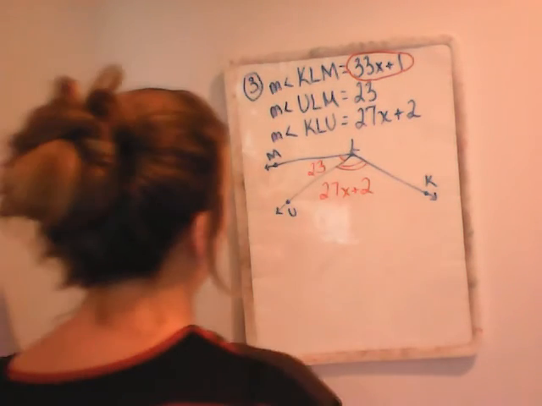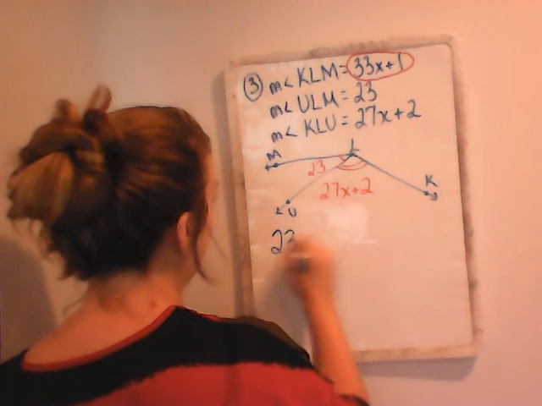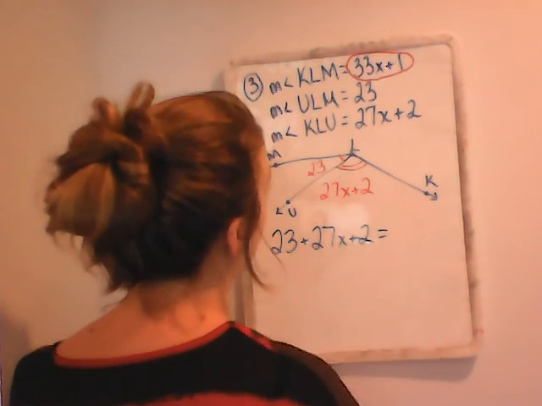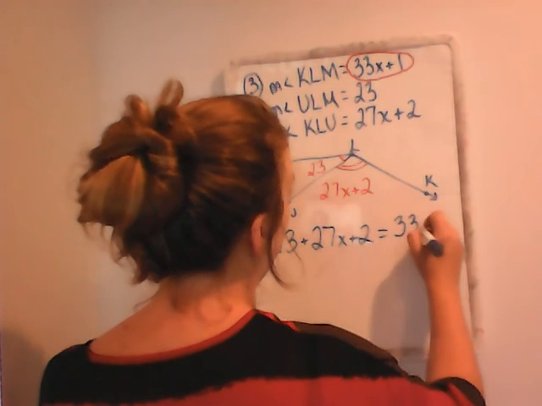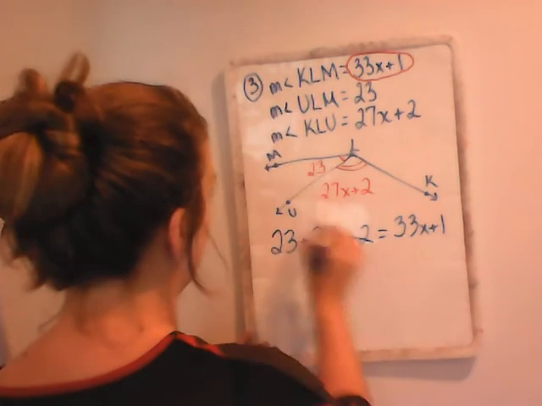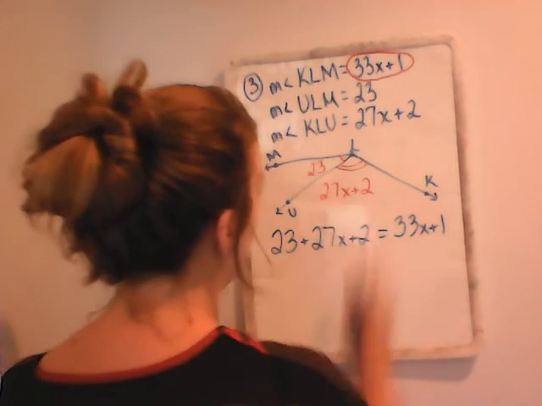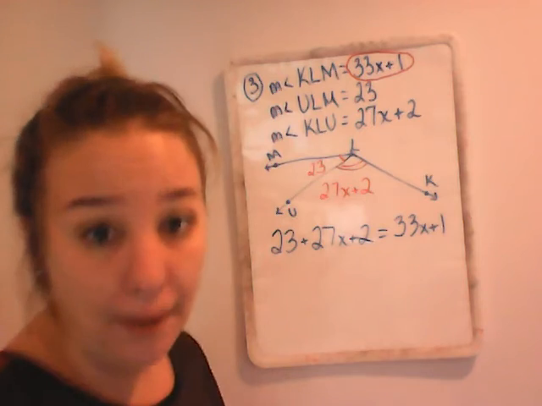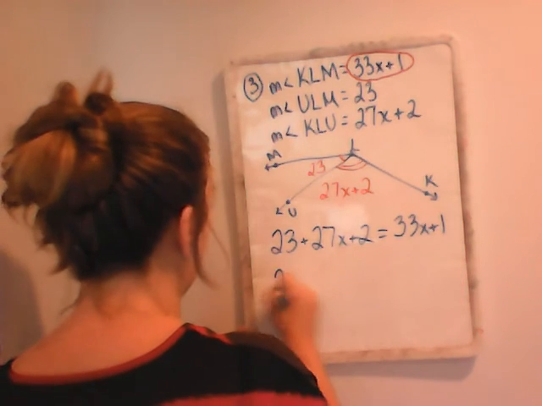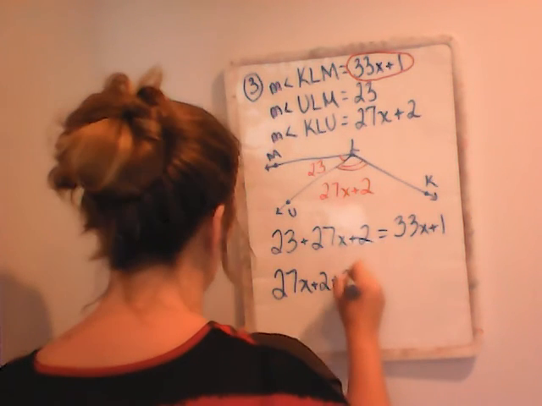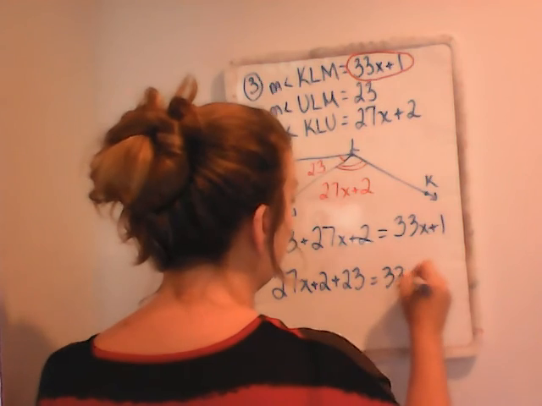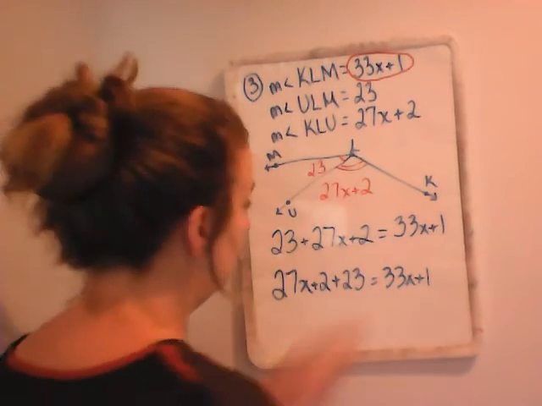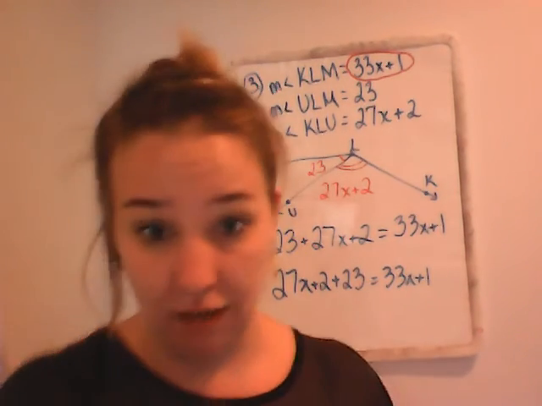So we're going to set that up. We're going to say 23 plus 27x plus 2 equals 33x plus 1, because it's this piece plus this piece equals the whole thing, which is 33x plus 1. Now, I just want to be a little clear. If you had set it up like this, 27x plus 2 plus 23 equals 33x plus 1, that's totally fine. If you had said this piece plus this piece, that's fine too. Okay, let's get ready to solve it.